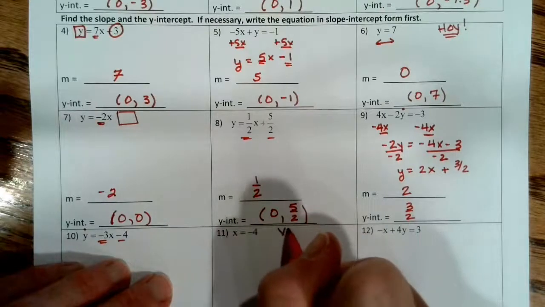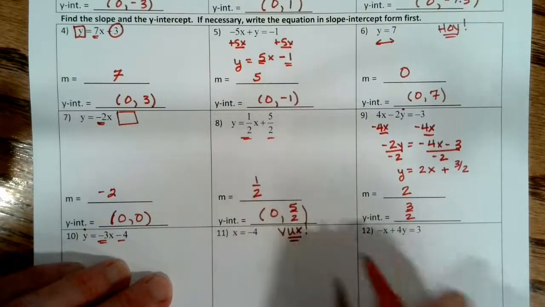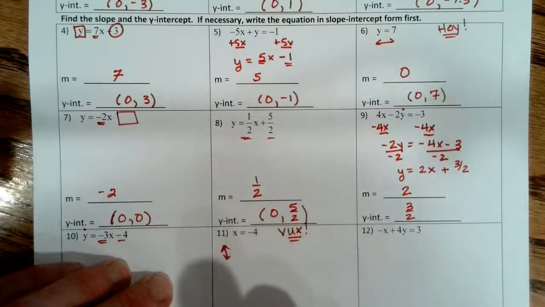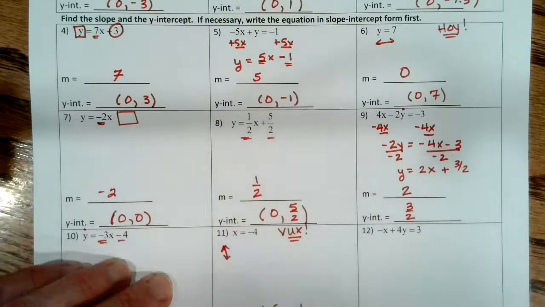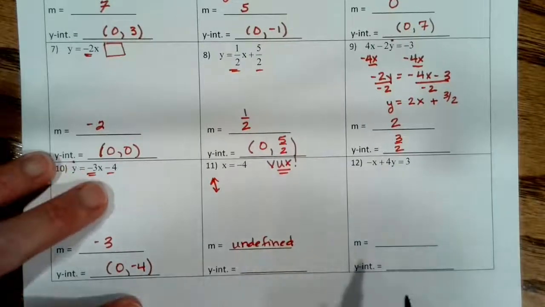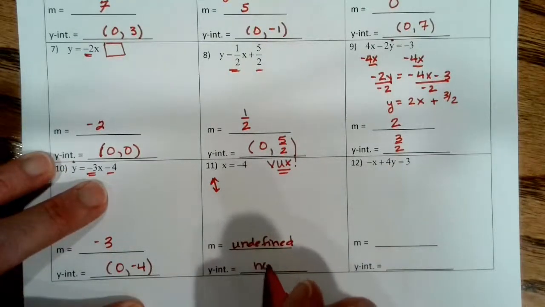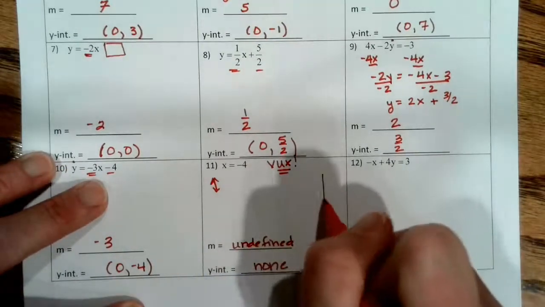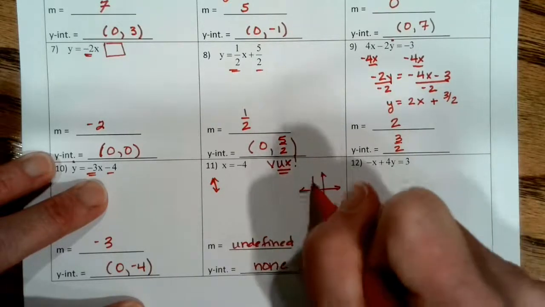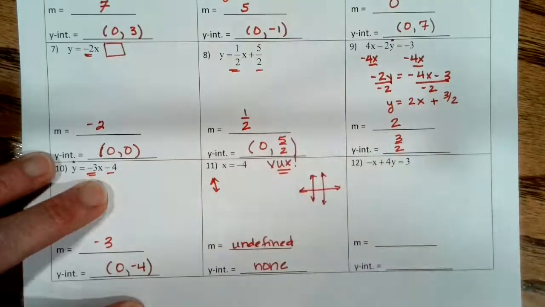Here we have our first VUX. For a vertical line, my slope is undefined. And my y-intercept, there is none. When you think about the coordinate plane, anytime you have a vertical line, it is going to be parallel to the y-axis, therefore it never intersects it.